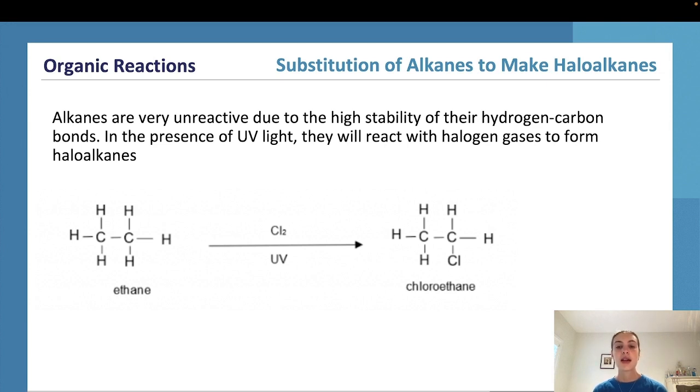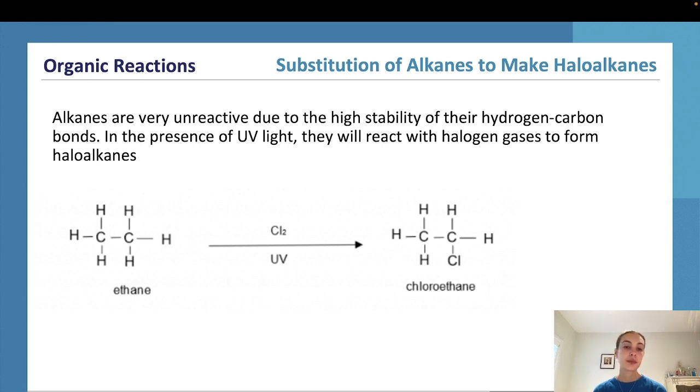They're not going to react very easily, so hence they need what's known as a catalyst. And their catalyst is going to be UV light. So this reaction will only occur in the presence of UV light, whether that being sunlight or specifically artificially created UV light. And when they are in the presence of UV light, they can react with halogen gases to form what's known as our haloalkanes.